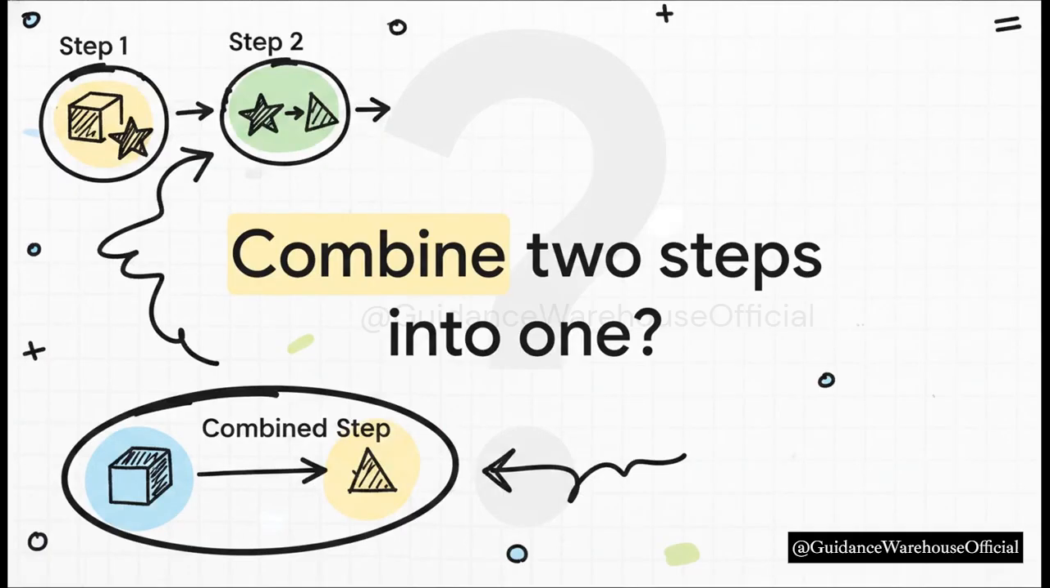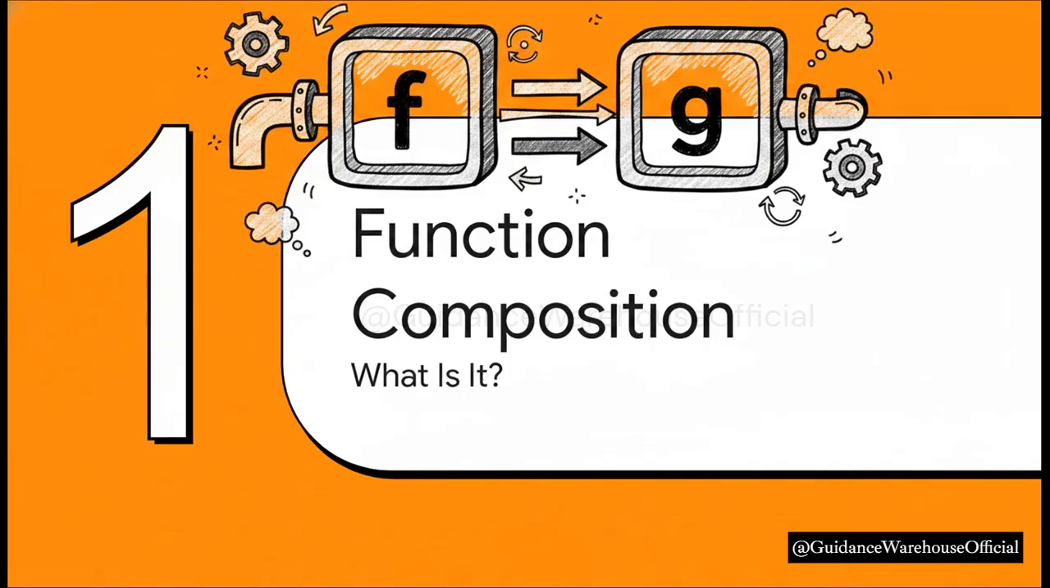So here's the big question. Can we combine these two separate steps into one single, clean mathematical step? Absolutely. By the end of this explainer, you are going to understand the core concept of function composition, the exact algebraic formula behind it, and exactly how to apply it step by step to solve real-life chain reaction problems just like this one. All right, let's dive right into section 1.